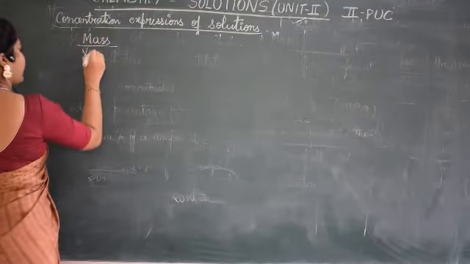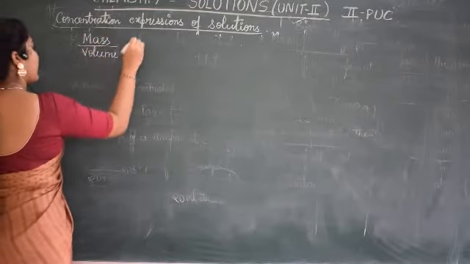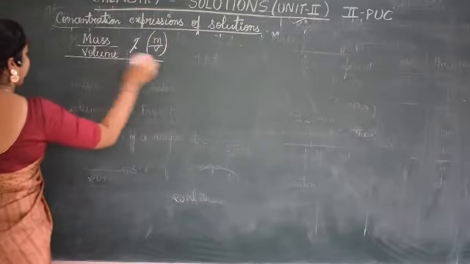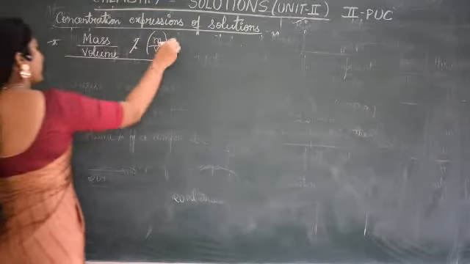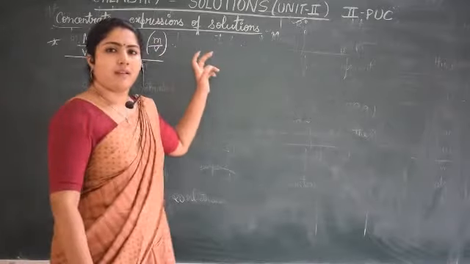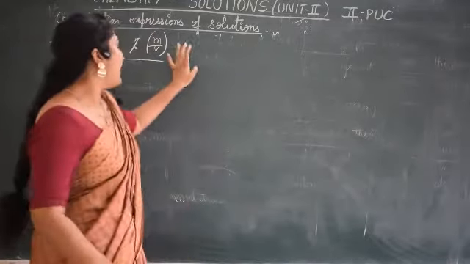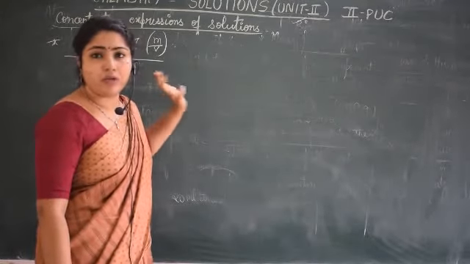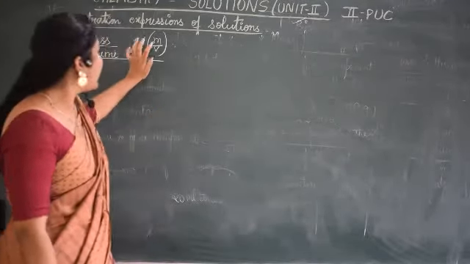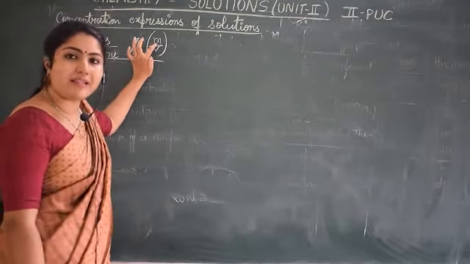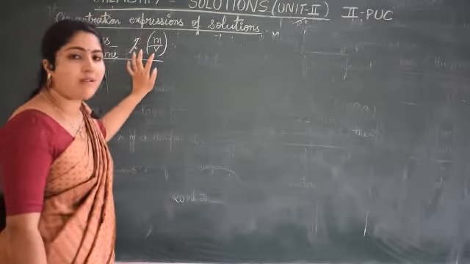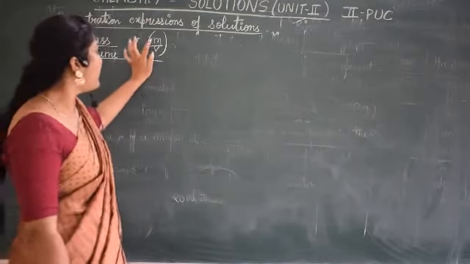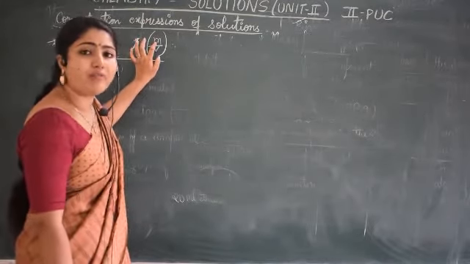Mass by volume percentage, we usually denote it as M by V. Here it means mass of solute per volume of solution. If you say 10% of glucose, here the solute is in terms of mass, and the solution is in terms of ml. Solution is in terms of ml, but solute is mentioned in terms of mass.